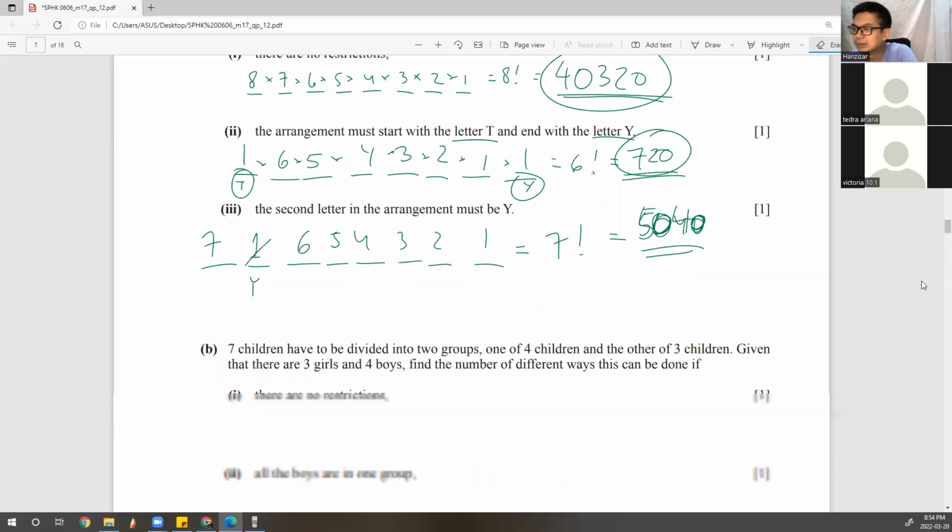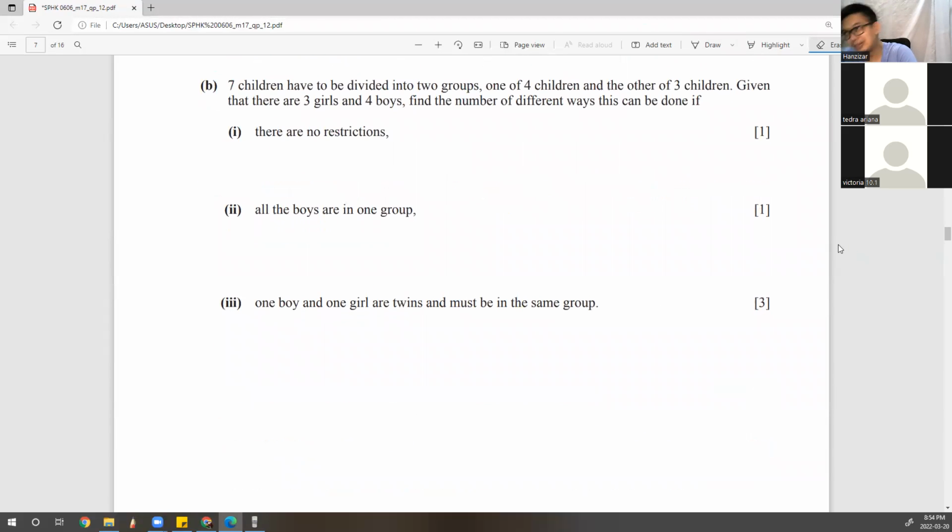Okay. 7 children, there you go, are to be divided into 2 groups. One of 4 children and the other of 3 children. One group consists of 4 children, and another group consists of 3 children. Given that there are 3 girls and 4 boys, find the number of different ways this can be done if, first, there are no restrictions.